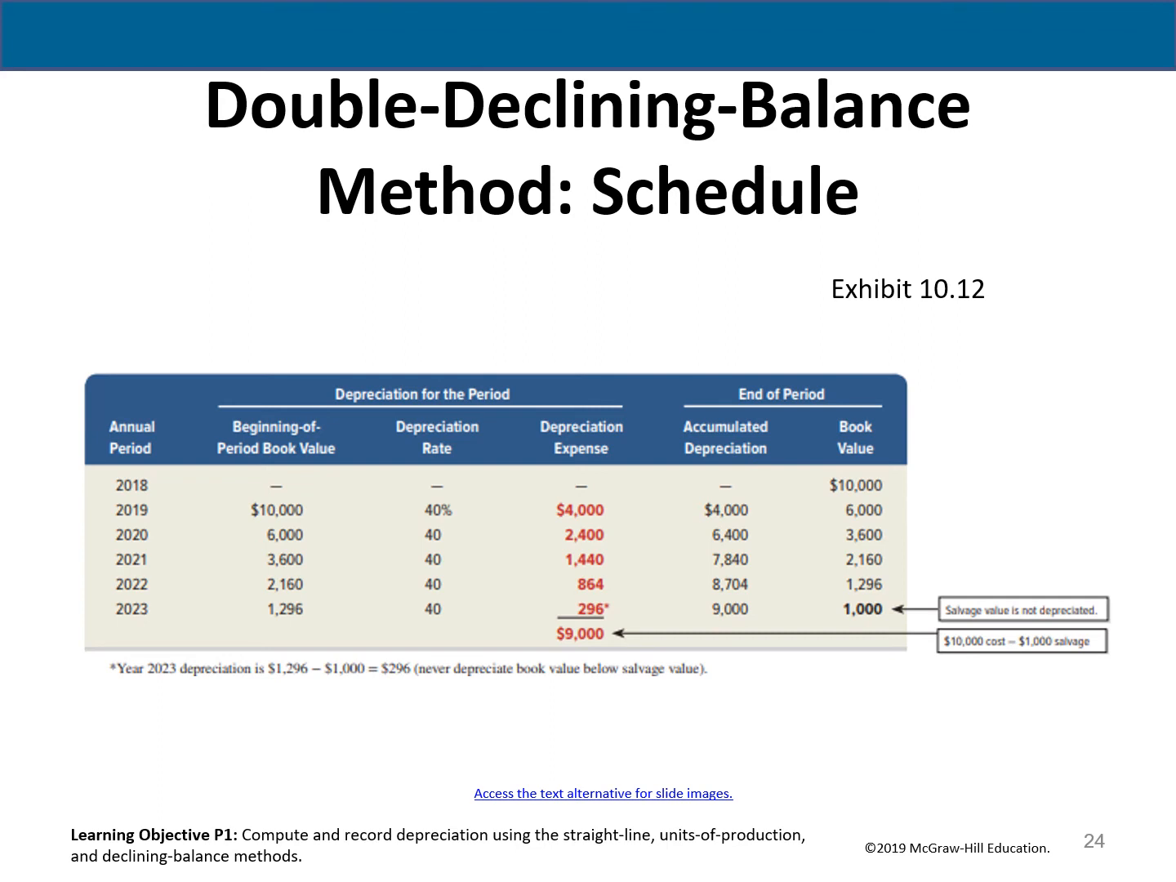Now going into year 5, if we take $1,296 times 40%, that will give us depreciation of $518. If we record $518, if we add that to the $8,704 that's already existing in the accumulated depreciation, our accumulated depreciation balance will be $9,222. Subtract that from the cost to get the book value. That would cause our book value to be $778. Not allowed. Book value can never be less than salvage value.